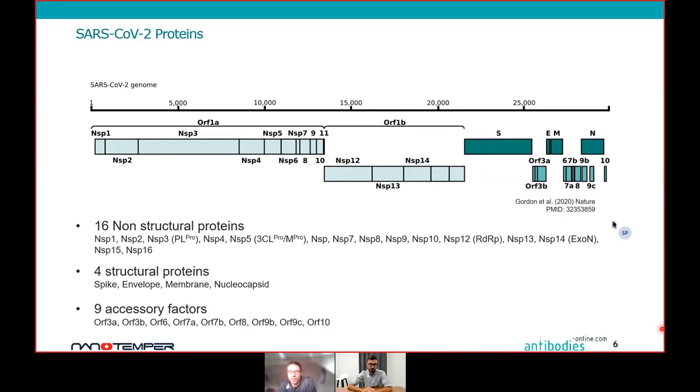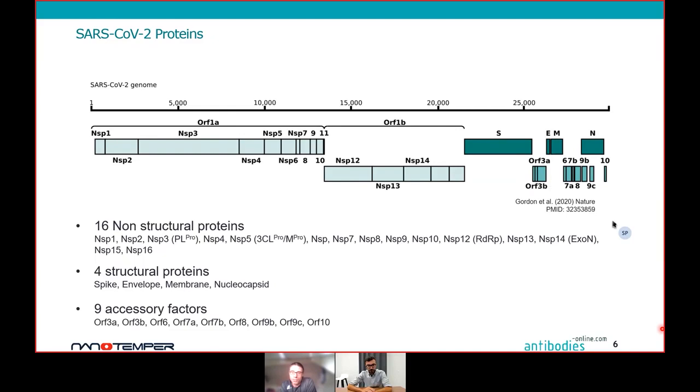SARS-CoV-2, the causative agent of COVID-19, has a positive sense single-strand RNA genome with a size of almost 30 kilobases. This genome encodes a total of 26 proteins, 16 of which are so-called non-structural proteins, or NSPs. That means they do not contribute to the structure of the assembled virion. Their function is primarily replication and the production of new virus once SARS-CoV-2 enters a host cell. Among these are the two proteases, PL-Pro and the main protease 3CL-Pro, and the RNA-dependent polymerase and the exonuclease for proofreading during genome replication, the main reason for the comparatively low mutation frequency of SARS-CoV-2.